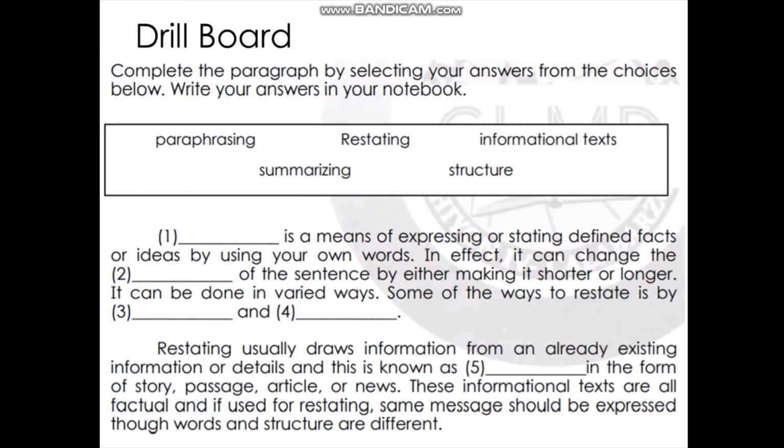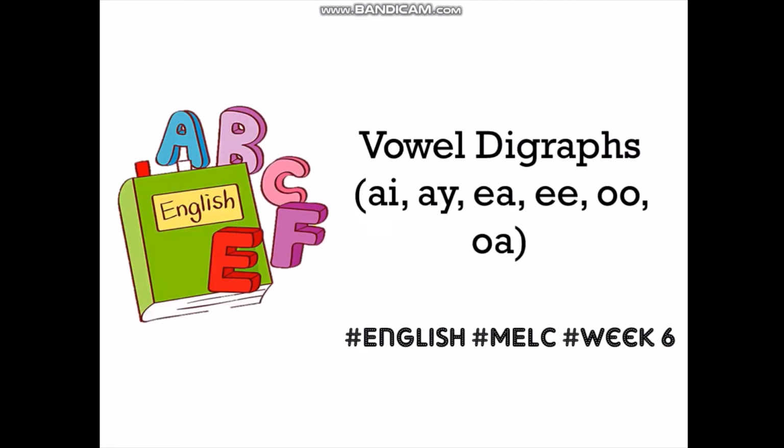Okay, so now let's check. For number 1, we have restating. Number 2, structure. Number 3, paraphrasing and summarizing. Number 5, informational text. So if you got all 5, good job.